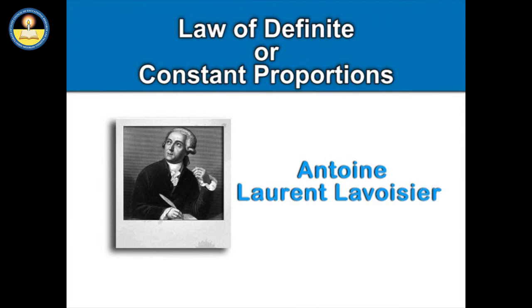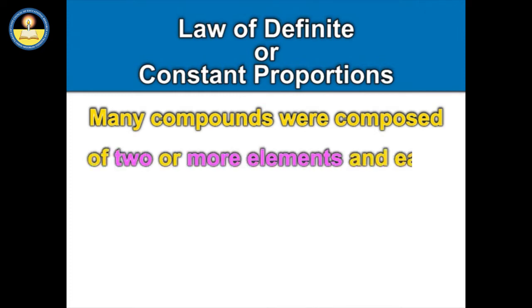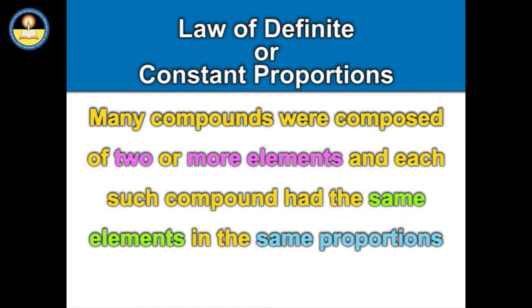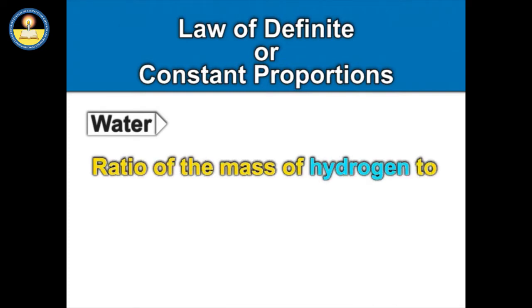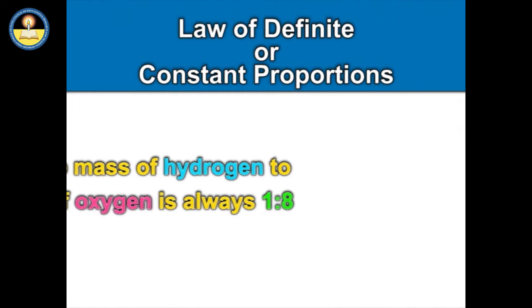Lavoisier, along with other scientists such as Proust, noted that many compounds were composed of two or more elements, and each such compound had the same elements in the same proportions, irrespective of where the compound came from or who prepared it. In a compound such as water, the ratio of the mass of hydrogen to the mass of oxygen is always 1:8, whatever may be the source of water. Thus, if 9 grams of water is decomposed, 1 gram of hydrogen and 8 grams of oxygen are always obtained.